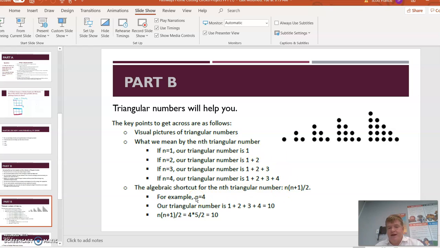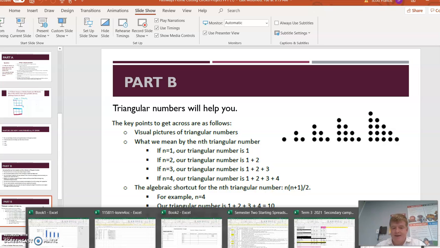They've got the example of n equals 4. So if n equals 4, n plus 1 has got to equal 5. So let's put it in. N times n plus 1 is 4 times 5 divided by 2. 4 5s are 20. 20 divided by 2 is 10. So our fourth triangle number should be 10, and it is here.